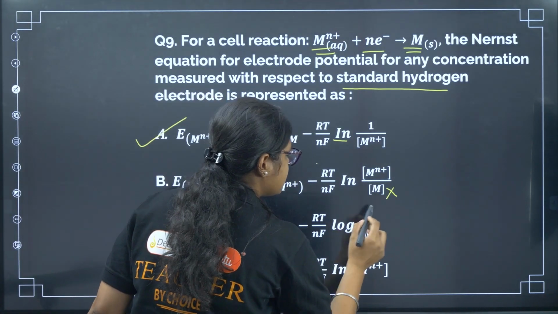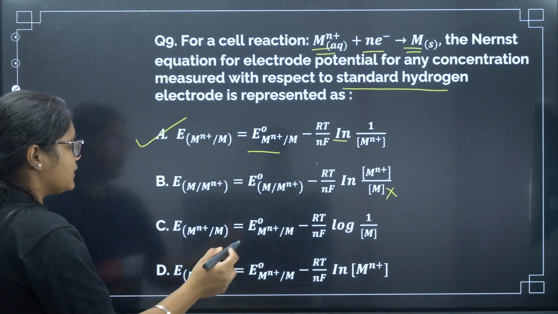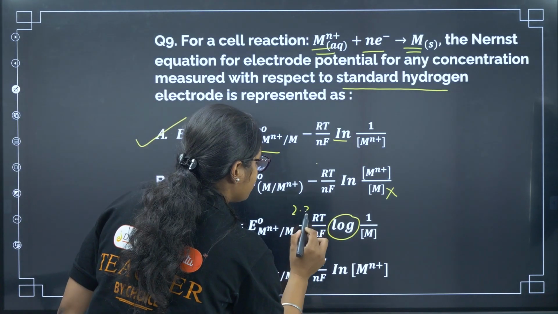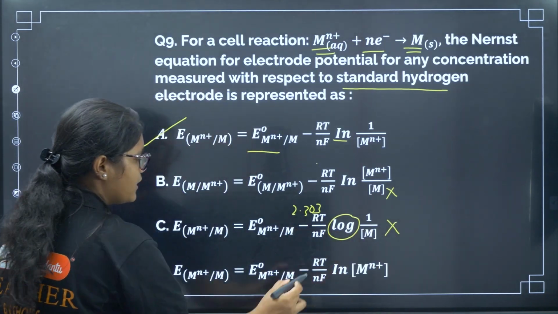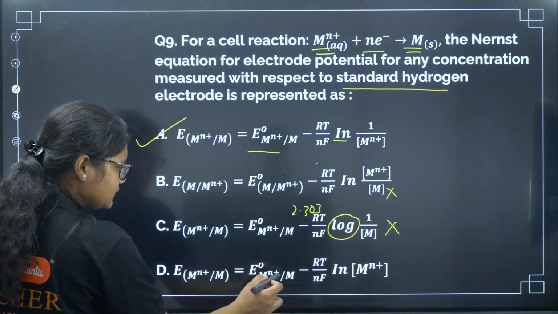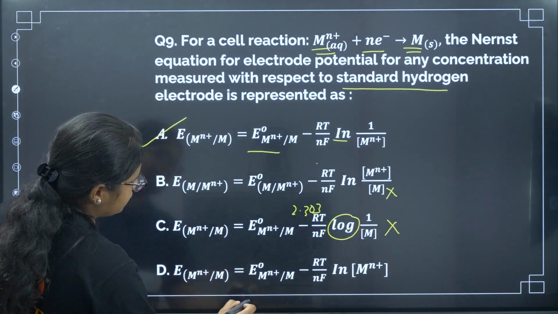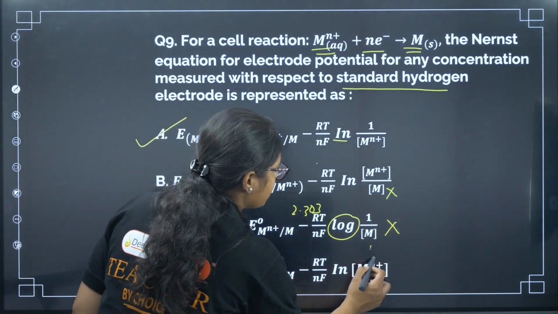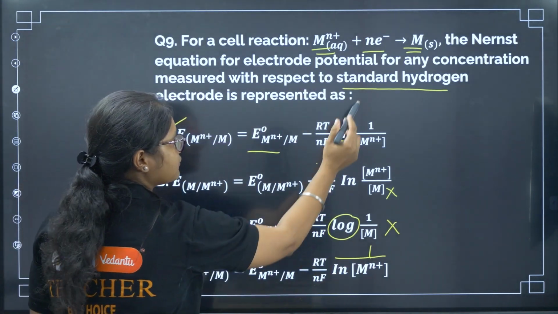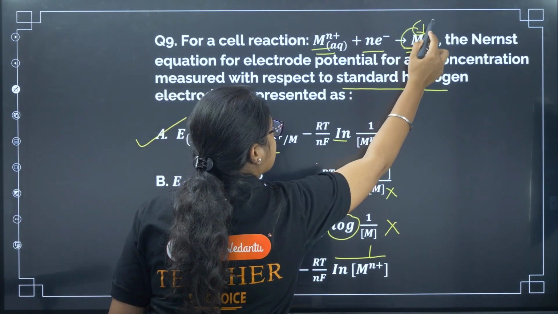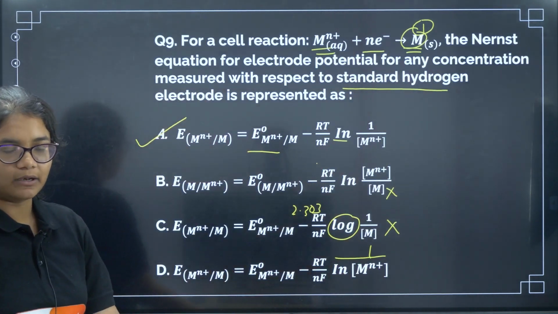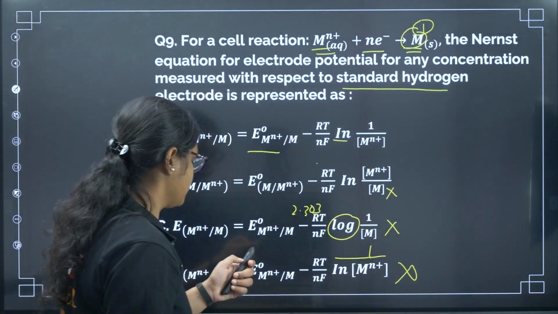Here what is wrong? This M concentration is not taken. Here if you are taking log, it has to be 2.303. That is why this is wrong. And here what is the problem? Here it is E of the cell is equal to, I think both the options here, okay, this is 1 by M, right, the product by reactant. So this concentration is taken to be 1 divided by 1 by Mn+. So this equation is also incorrect.